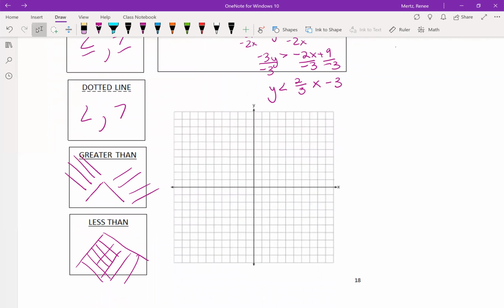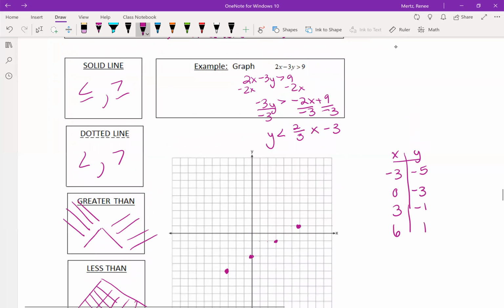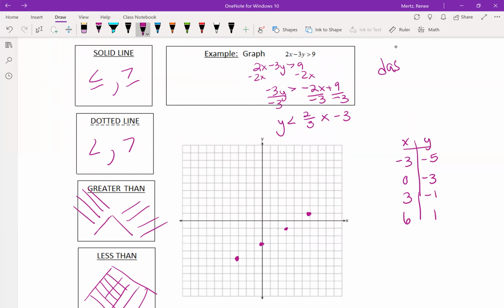So I'm going to graph these points, type it into your calculator, get a few x and y values. So I have 0, -3. I would have 3, maybe even 6. So at 6, I have 1. At 3, I have -1. At -3, I have -5. So solid or dotted. So this is going to be dashed.